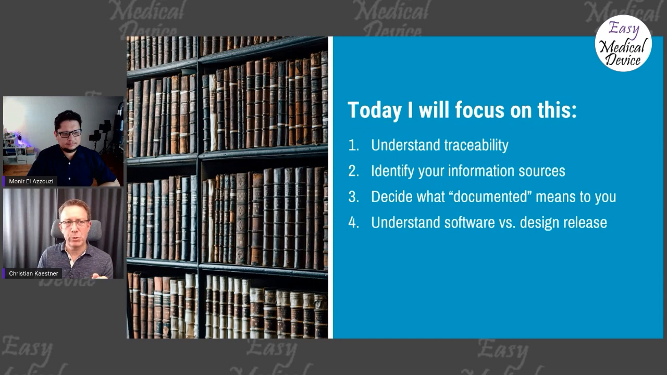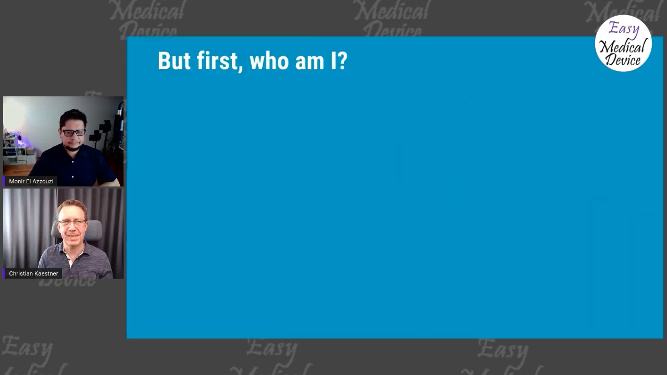Identify your information sources. So where is the valuable information that at some point ends up in documentation or documents? And then decide what a document means to you. Is it really a physical piece of paper with all these signatures, or is it something that can stay close to the source code in a repository? And lastly, understanding the difference between software and design release, because those are two different things. We'll come back to that.